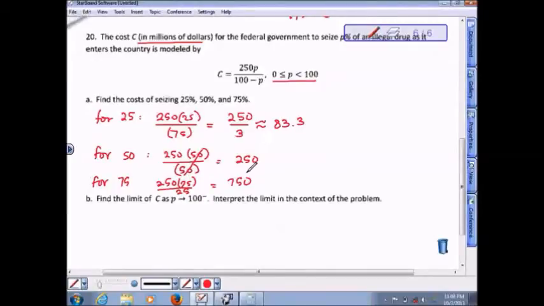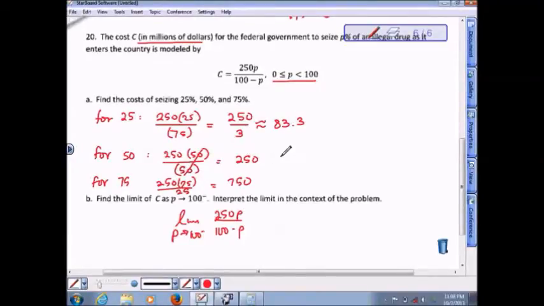what's the value of this side going to eventually start to reach? This is another idea of a limit at infinity. So what they're asking is to find the limit as P approaches 100 from the negative side. So limit as P approaches 100 from the negative side, 250 P over 100 minus P. Now, this is not meant to be done analytically.